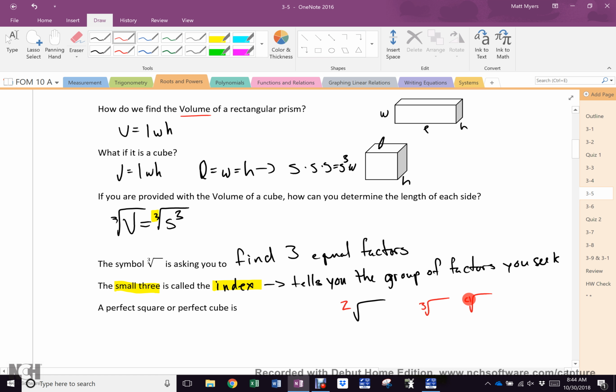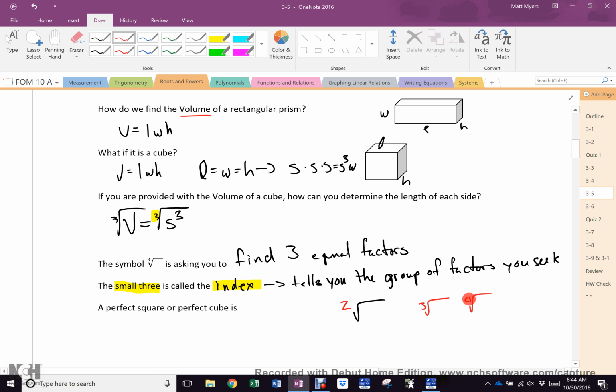Four, 5, x. X amount of factors. Whatever number is there, that's the group of factors I need. Does everybody understand? Yeah? Sweet.